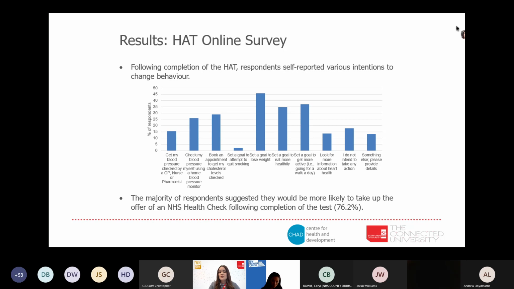The majority of respondents also suggested they would be more likely to take up the offer of an NHS health check following completion of the test, and would definitely or probably use the test again in future to check their health.